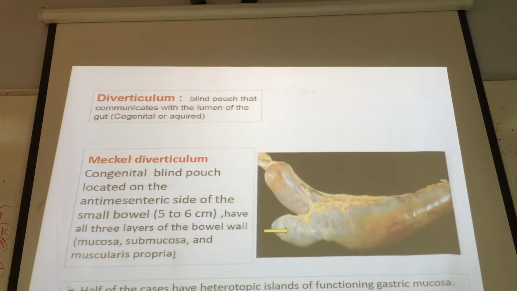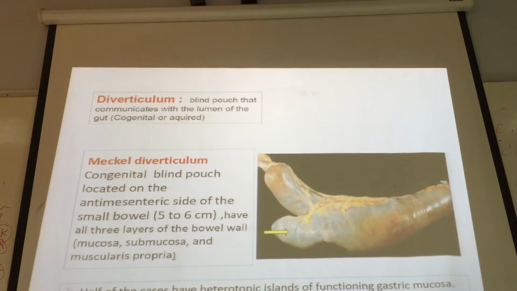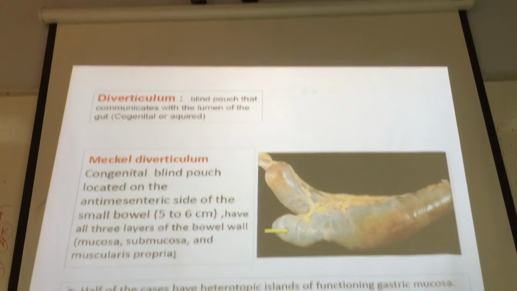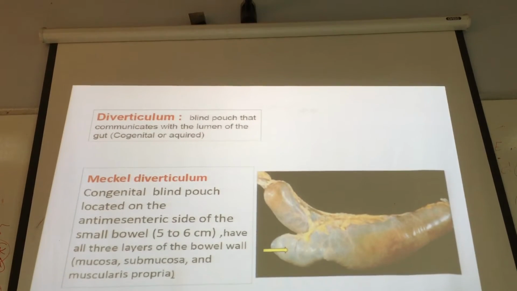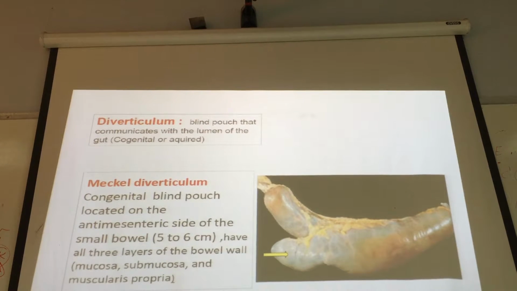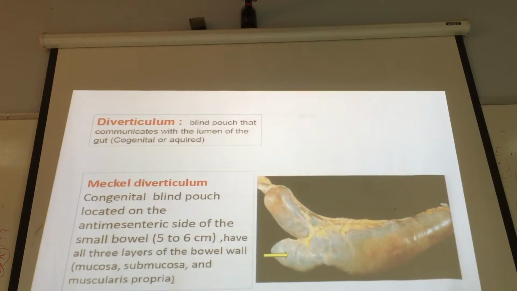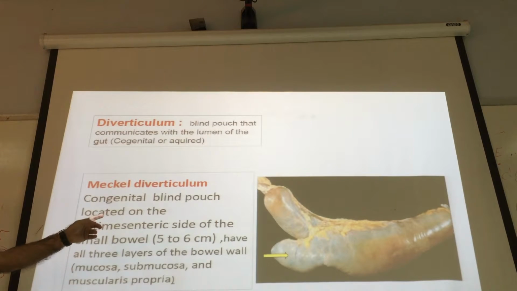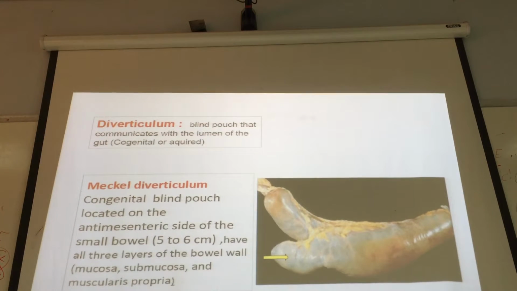It can be congenital or it can be acquired, from the birth or after the birth. Meckel's diverticulum is very, very important here. The Meckel's diverticulum is a congenital blind pouch. Right from the birth it is there. Where is it located? The anti-mesenteric side of the small bowel.